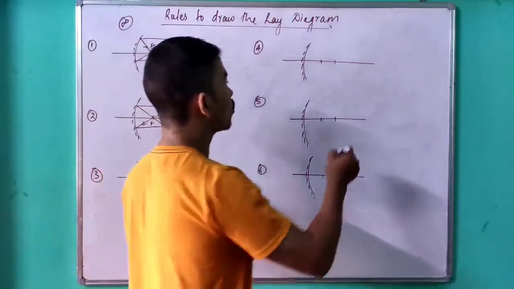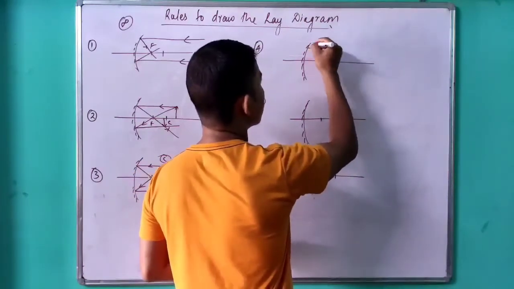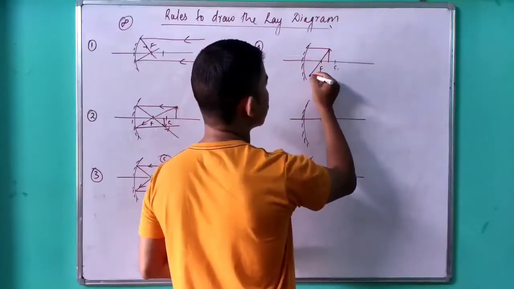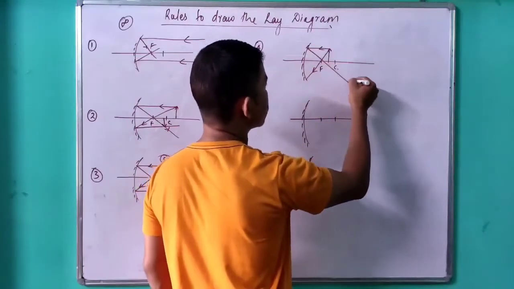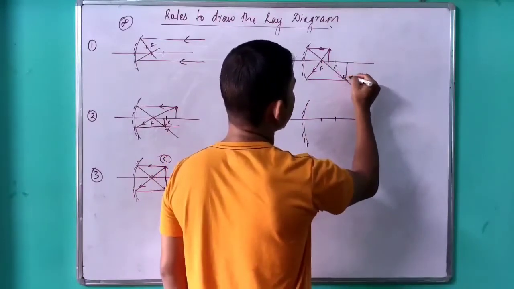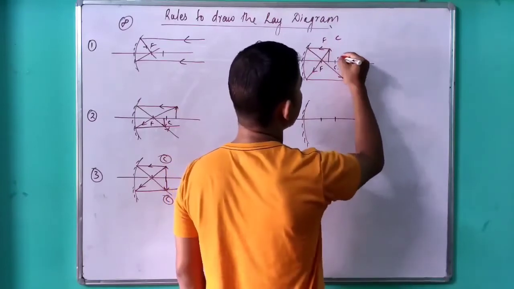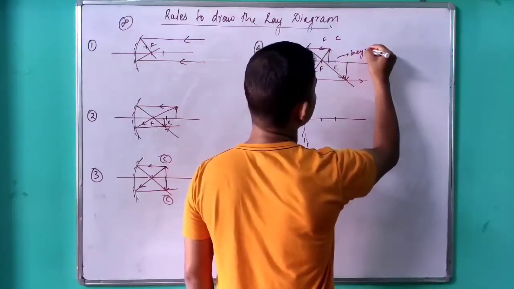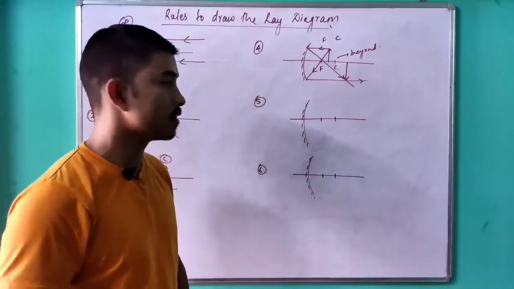Now I will bring it closer. I will keep it between C and F. So again two rays, one parallel, another passing through the focus. The parallel one will pass through the focus, and this one will go parallel to the principal axis. We see that when the object is between F and C, the image is formed beyond the center of curvature, and the size of the image will be larger.